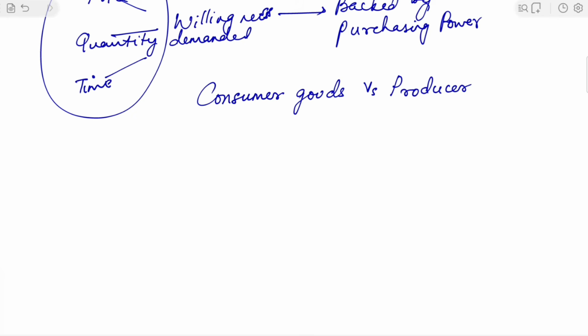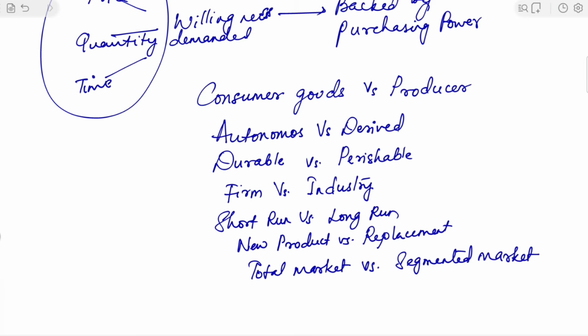Similarly, autonomous and derived demands are there. I went ahead and wrote down the various types of demand: autonomous versus derived demand.